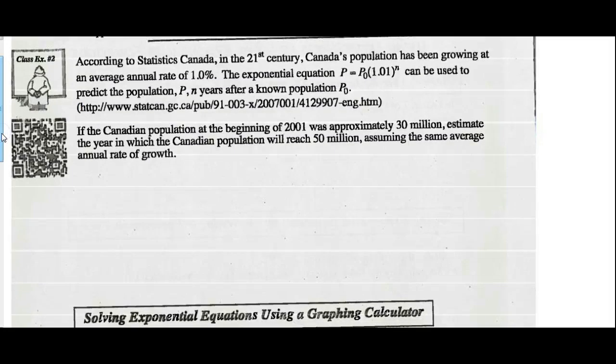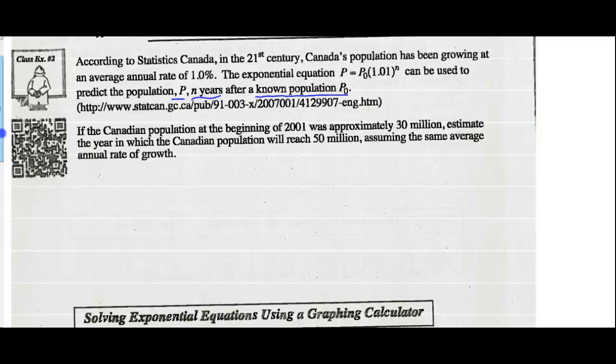Page 284. According to Statistics Canada, in the 21st century, Canada's population has been growing at an average annual rate of 1%. The exponential equation P equals P0 times 1.01 to the exponent n can be used to predict the population P in n years after a known population of P0. So if the Canadian population at the beginning of 2001 was about 30 million, estimate the year in which the Canadian population will reach 50 million, assuming the same average annual growth rate.